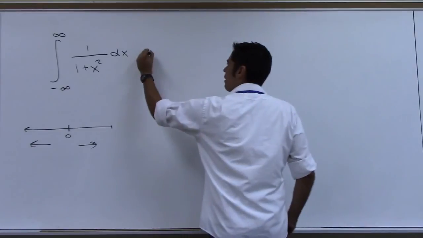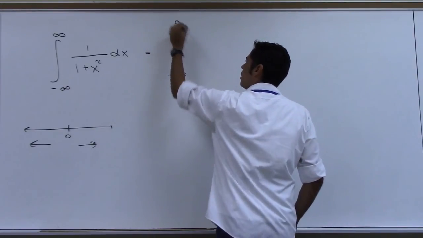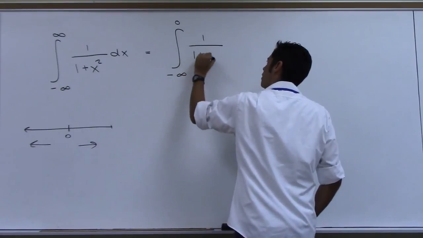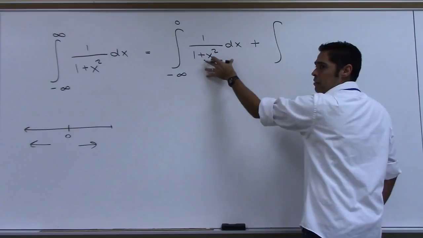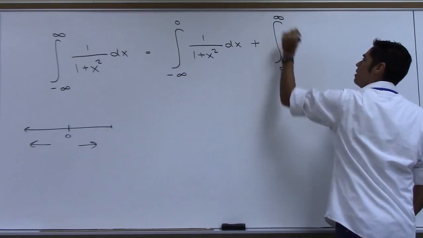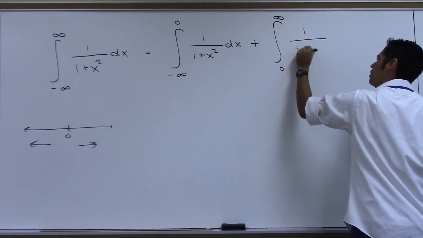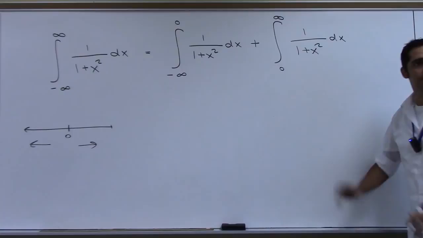I will split this up into two integrals, integral from negative infinity to 0 of 1 over 1 plus x squared dx. And then I'll add that answer, because that's an area, right? That's an area underneath this curve. I will add that area to the area I get under the curve from 0 on to infinity.